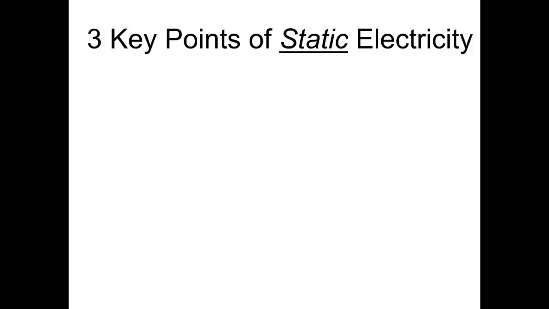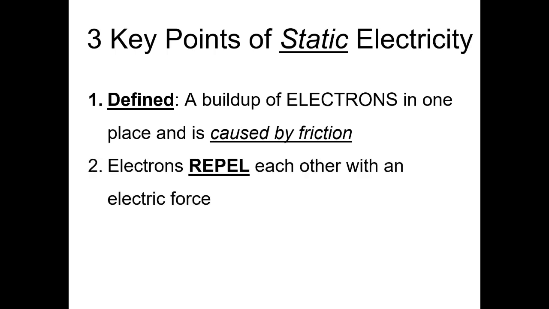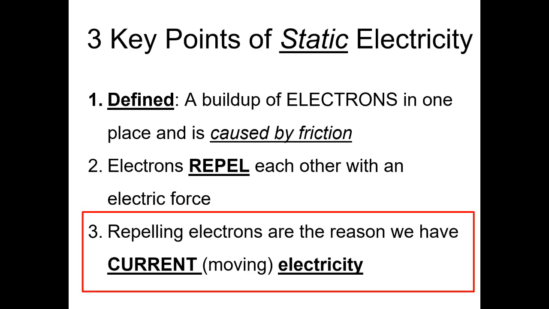Okay, so the 3 key points that we'll just keep in mind with this is that, hey, static electricity is just a buildup of electrons in one place. It's caused by friction. Electrons repel with an electric force, and repelling electrons is the whole reason why we have current or moving electricity.